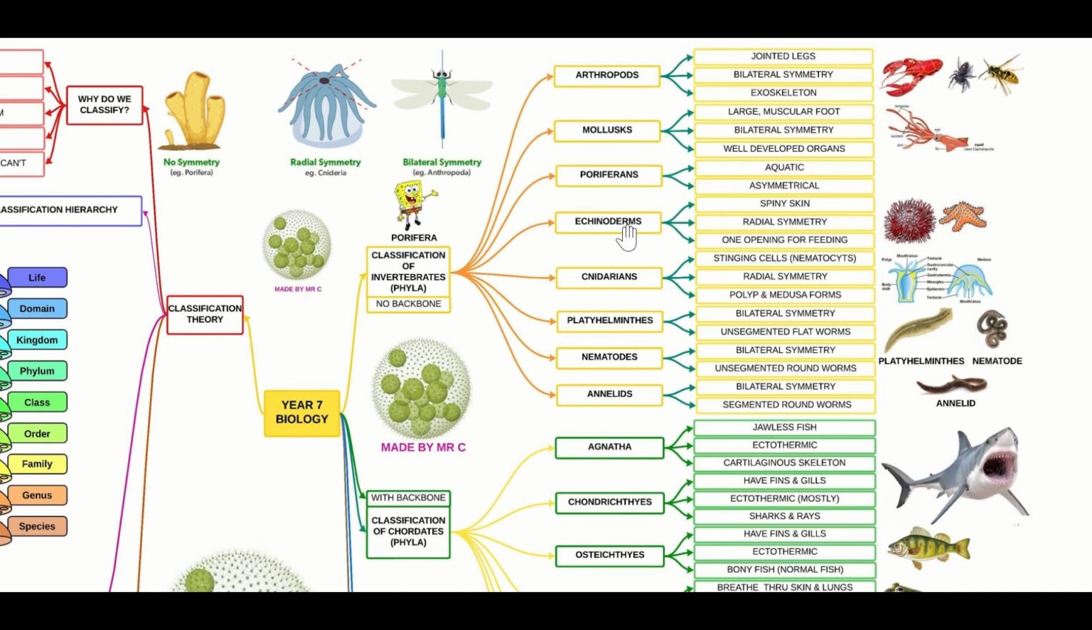Okay, then we've got echinoderms, and the word echinoderm actually means spiny or spiky skin. It has radial symmetry, and it has one opening for feeding, so its mouth is its bum.